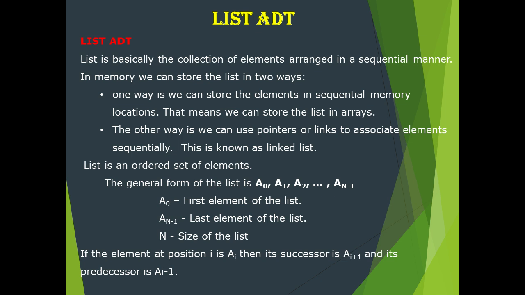The general form of the list is A0, A1, A2 up to AN-1, where A0 is the first element and AN-1 is the last element of the list, where N is the size of the list. Suppose A is the element present in position I, then AI+1 is the successor and AI-1 is the predecessor.